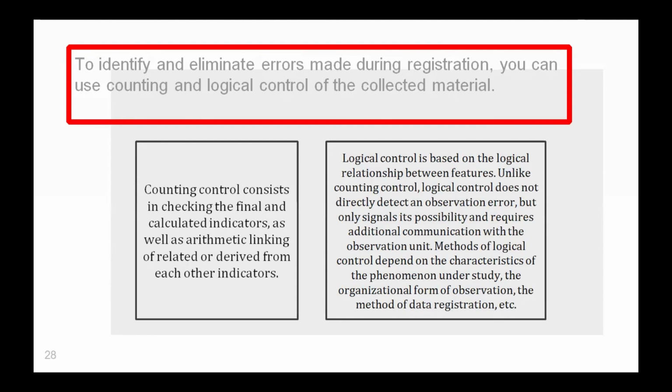Counting control consists in checking the final and calculated indicators as well as arithmetic linking of related indicators or those derived from each other. Logical control is based on the logical relationship between features. Unlike counting control, logical control does not directly detect an observation error, but only signals its possibility and requires additional communication with the observation unit.